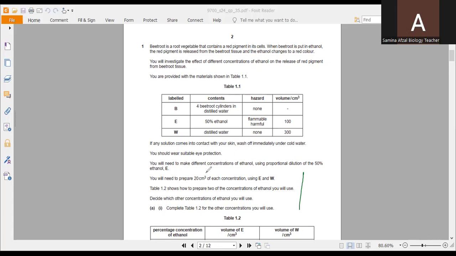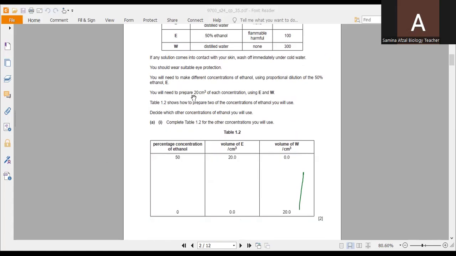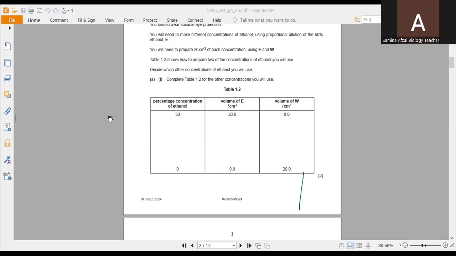You will need to make different concentrations of ethanol, and you will need to prepare 20 ml of each concentration using E and W. E is the ethanol and W is the distilled water. So table 1.2 shows how to prepare two of the concentrations of ethanol you will use.